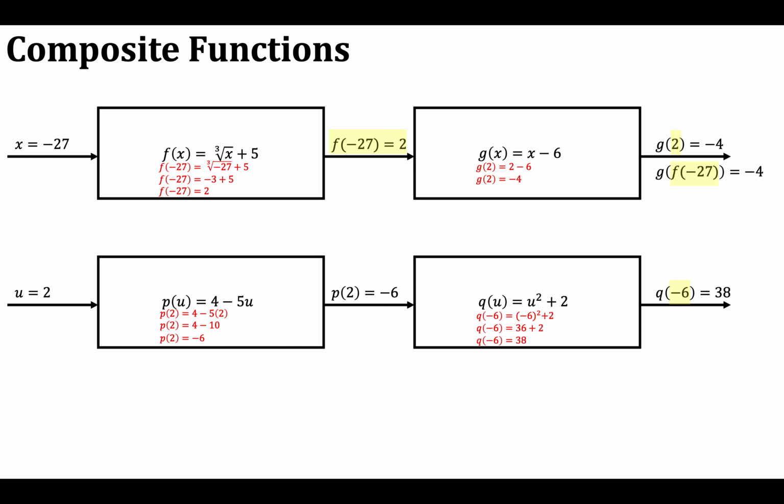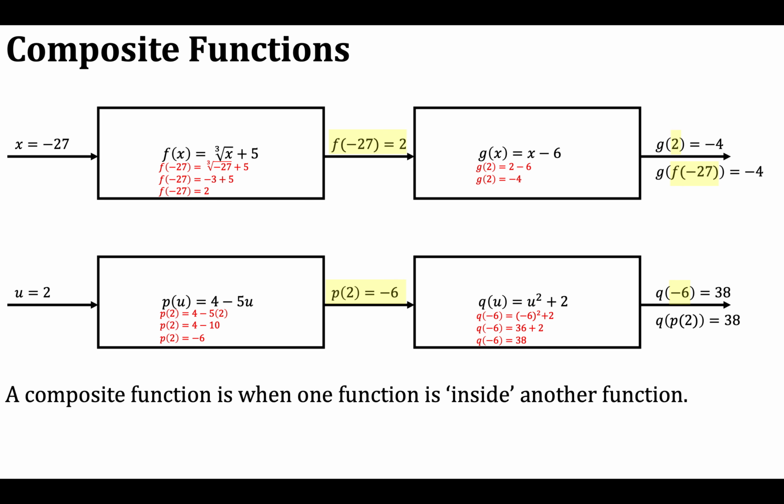But actually, that negative 6 was p of 2. So our output is actually q of p of 2 equal to 38.